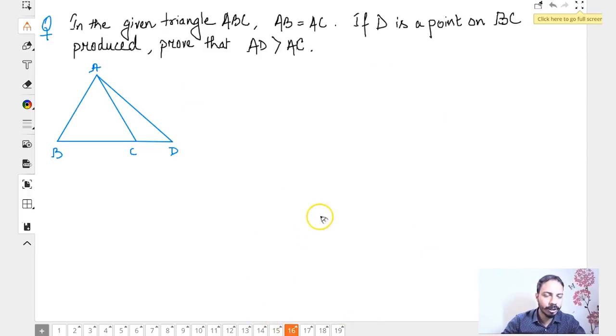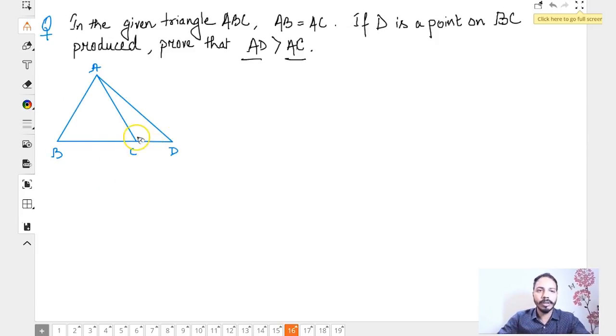And we are almost done with time. So guys, take this question, or let me just give you a hint in this question. It is said that this is a triangle ABC and AB is equal to AC and D is a point on this. So prove that AD is greater than AC. You need to prove that this AD is greater than this length. So how do you do this?